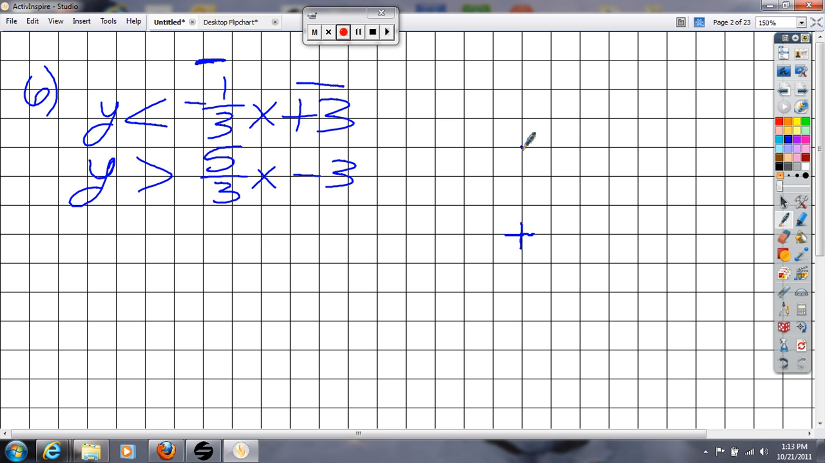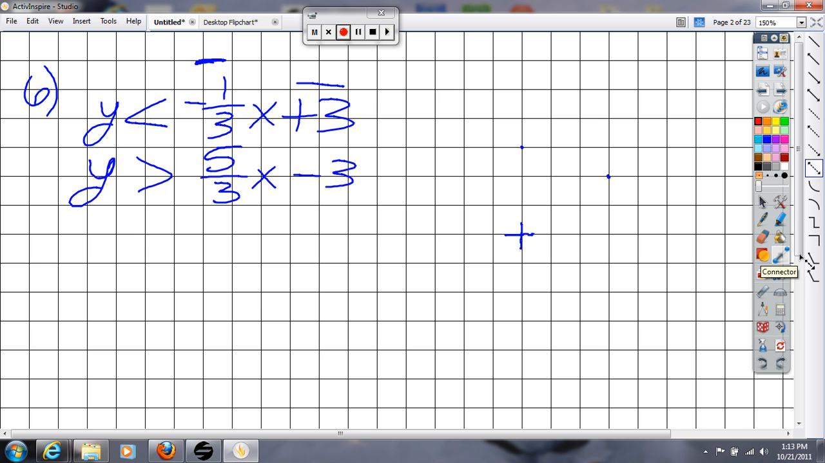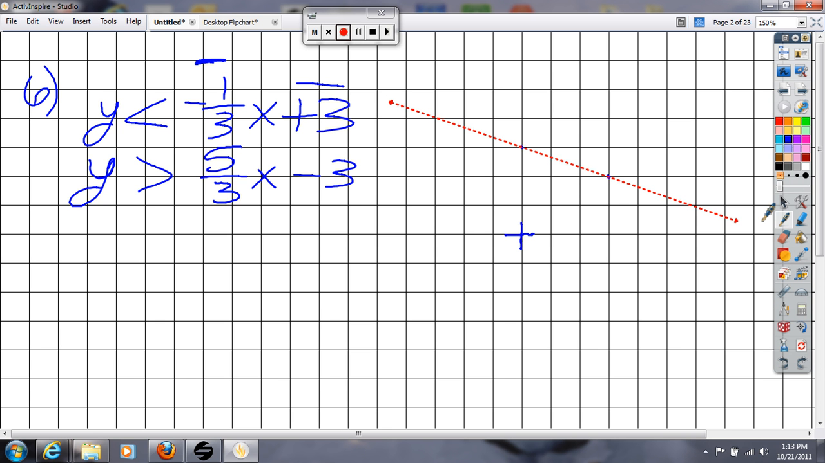So the negative 1 is down 1, the 3 is positive, so it's to the right. So from our same point, we're going to go down 1 and 1, 2, 3 to the right, because the slope is negative 1, positive 3. That gives us our points. There is no equal sign, so the line is dotted. So we're going to run a dotted line through the 2 points. And we're going to shade.